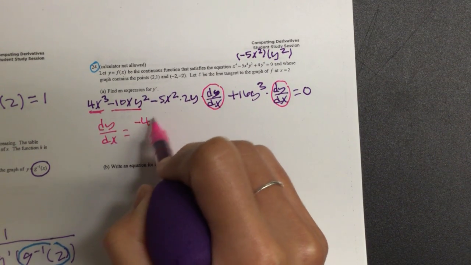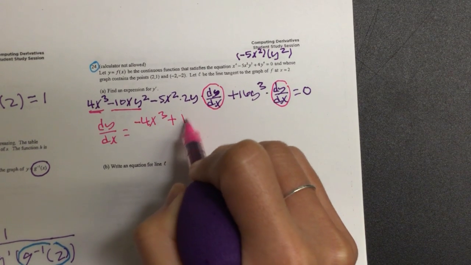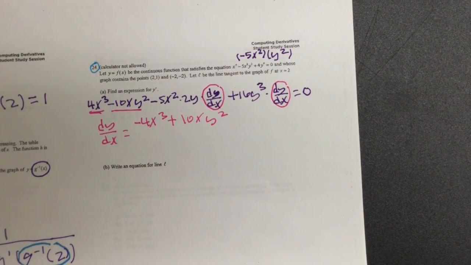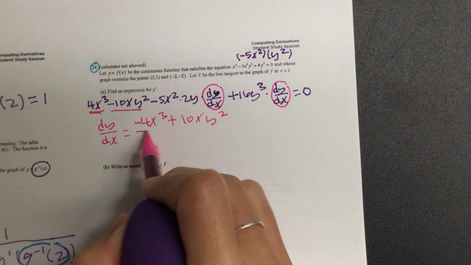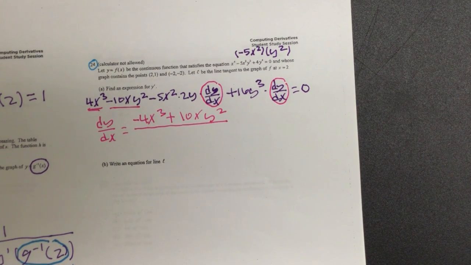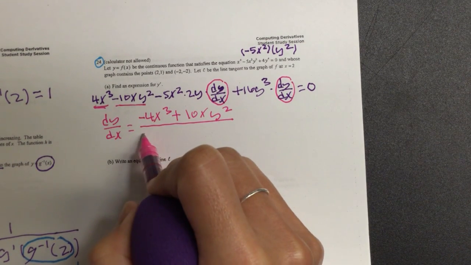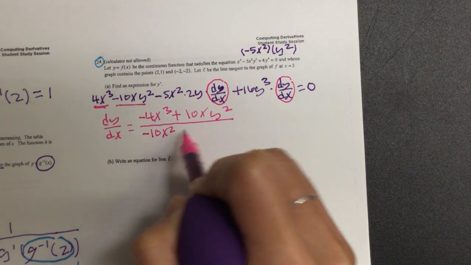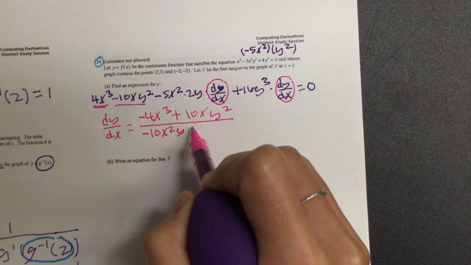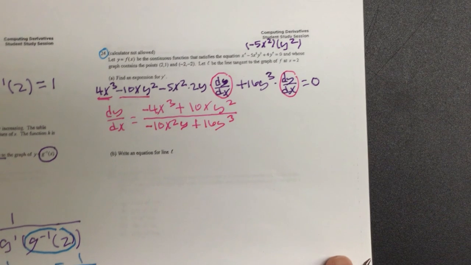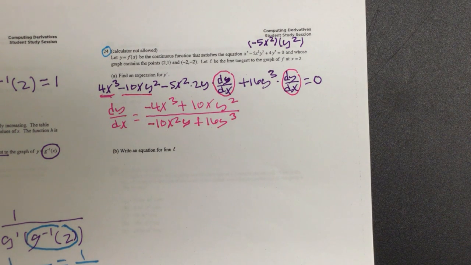So we have minus 4x cubed plus 10x y squared. And then what do I do with the coefficient of the dy over dx? Don't we divide it by that one? And when I do, I'm going to go ahead and multiply these while I'm at it. I see negative 10x squared y, and then I see plus 16y cubed. So that was part A. Okay, questions on that one?